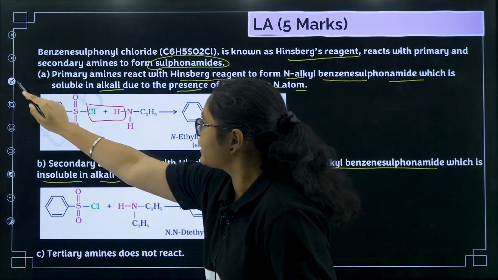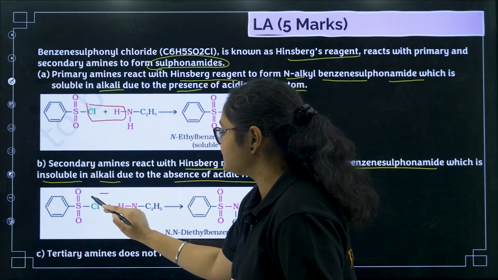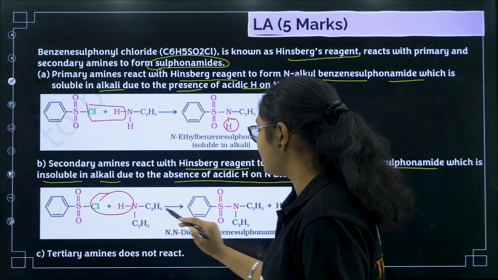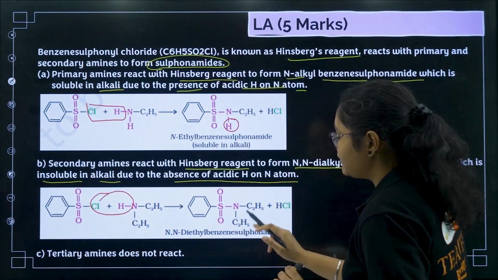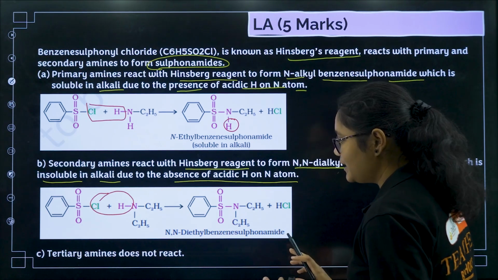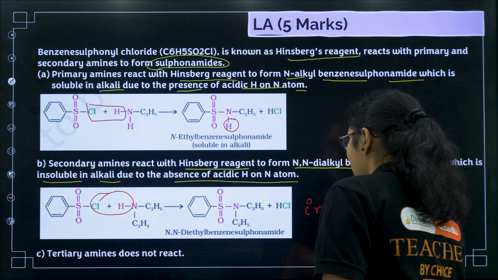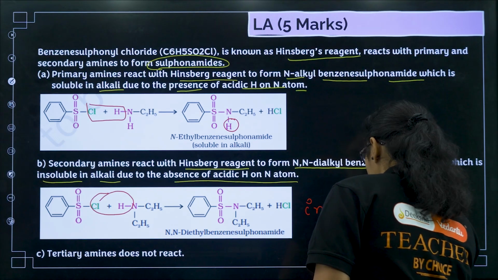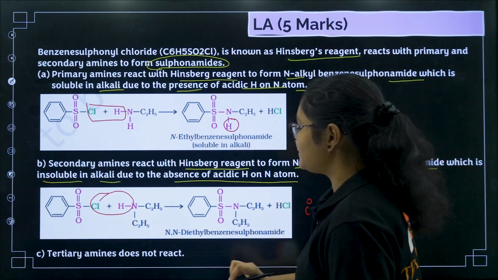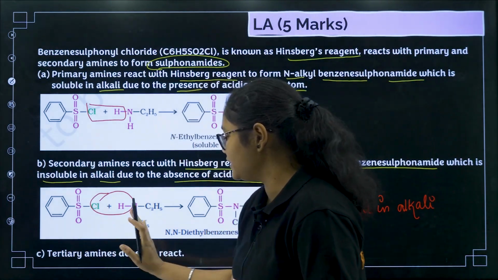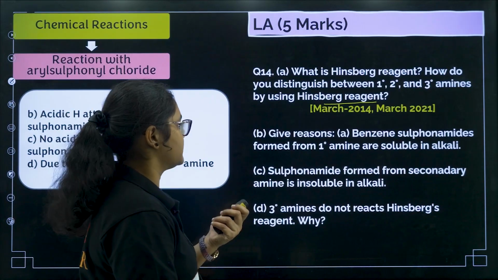You can see here again, we have taken a secondary amine and here we have taken HCl. So this one is there, and now this one is your N,N-dialkyl benzene sulfonamide. Now this doesn't have an acidic hydrogen, so it is insoluble in alkali. Now what happens here? Tertiary amines don't have any hydrogen, so they do not react at all. Okay, so that is your first question.